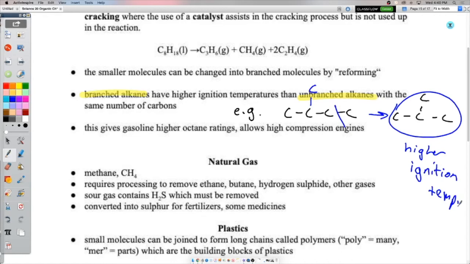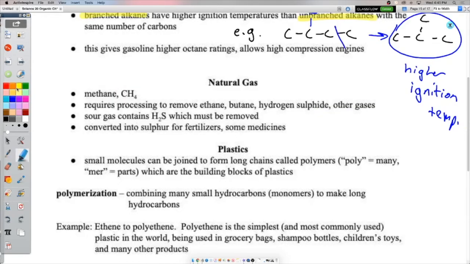So again, it depends on what you're trying to do. Okay, natural gas, right? AKA methane, more or less. We kind of use those words somewhat interchangeably. Basically, you take natural gas, methane, and you do processing to remove stuff that you don't want, or maybe you want for something else, but you don't want it for what you're using the natural gas for. Remove the ethane, remove the butane, hydrogen sulfide, anything else.